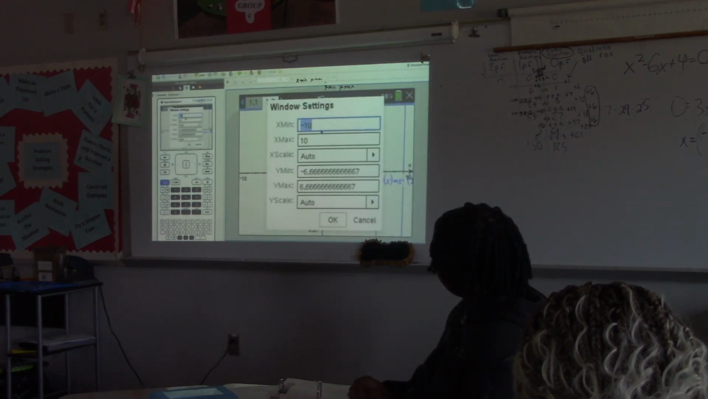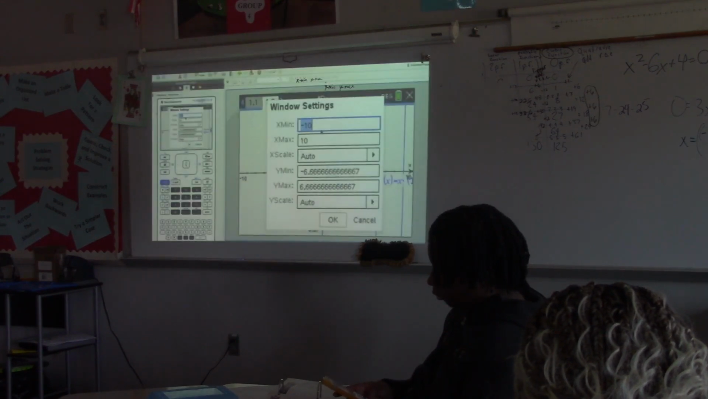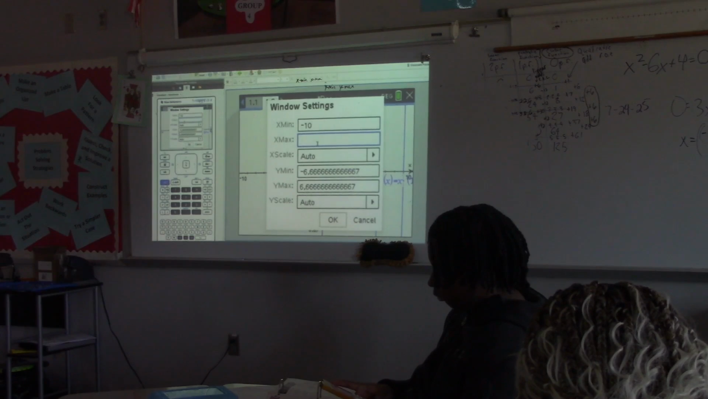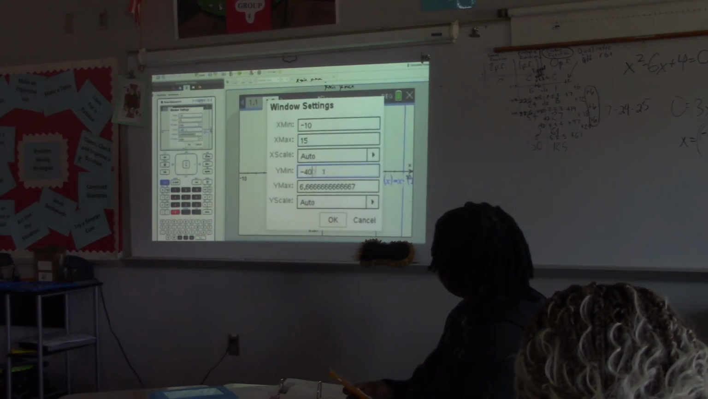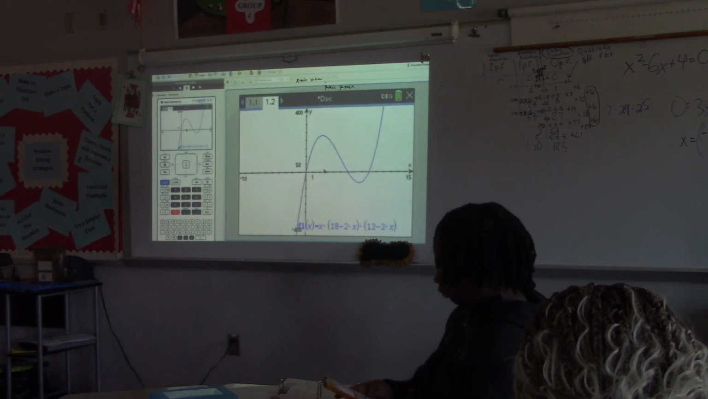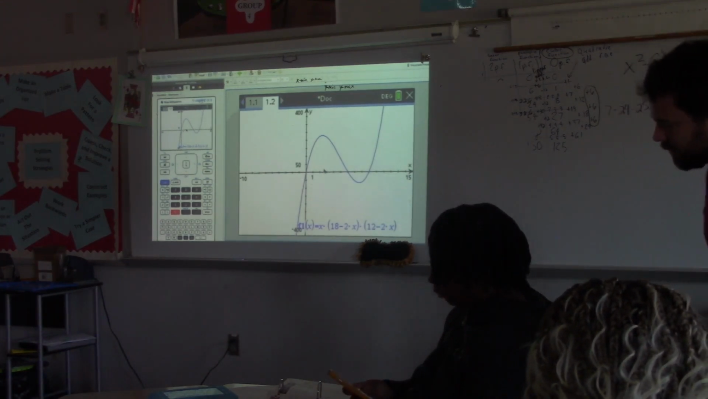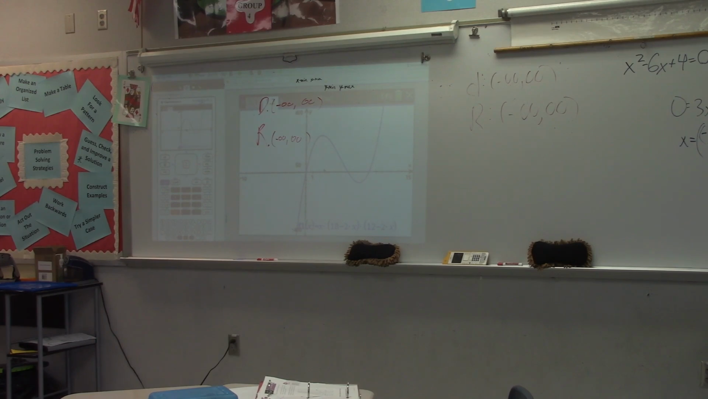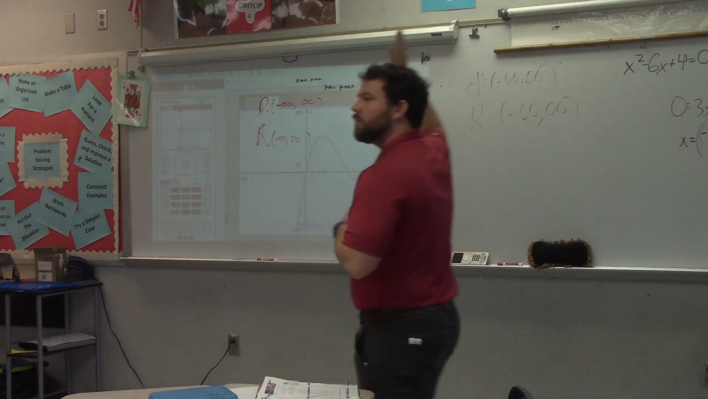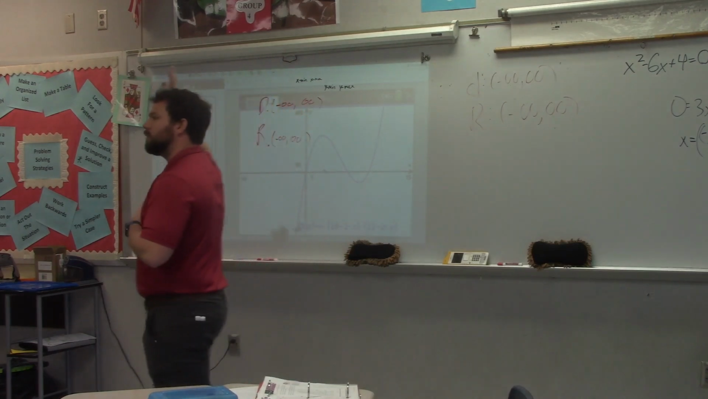What did I say for the X-min? I think it was negative 10 to 15, right? So the X-max is 15. What's my Y-min? Y-max. Does it still look like a bunch of lines, Miles? Yeah, it doesn't stop. It keeps going.